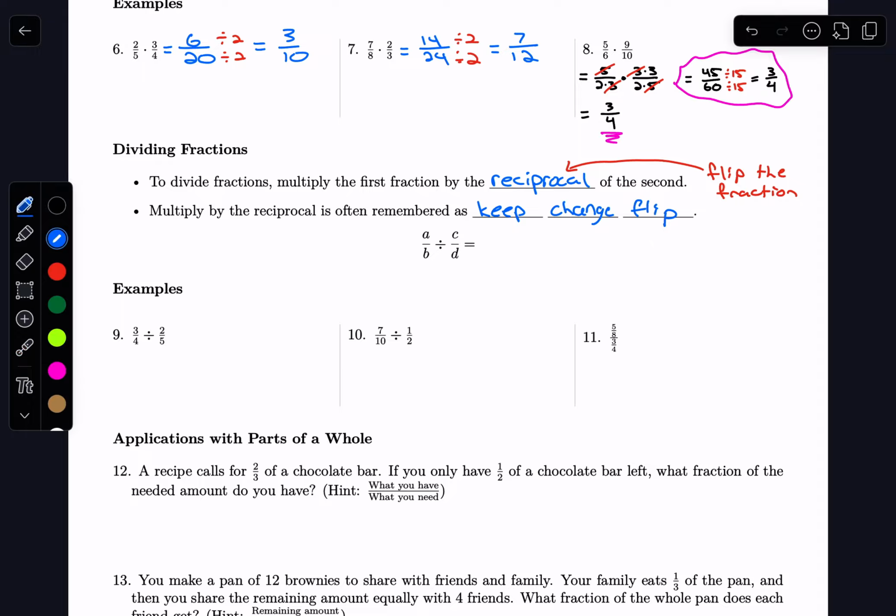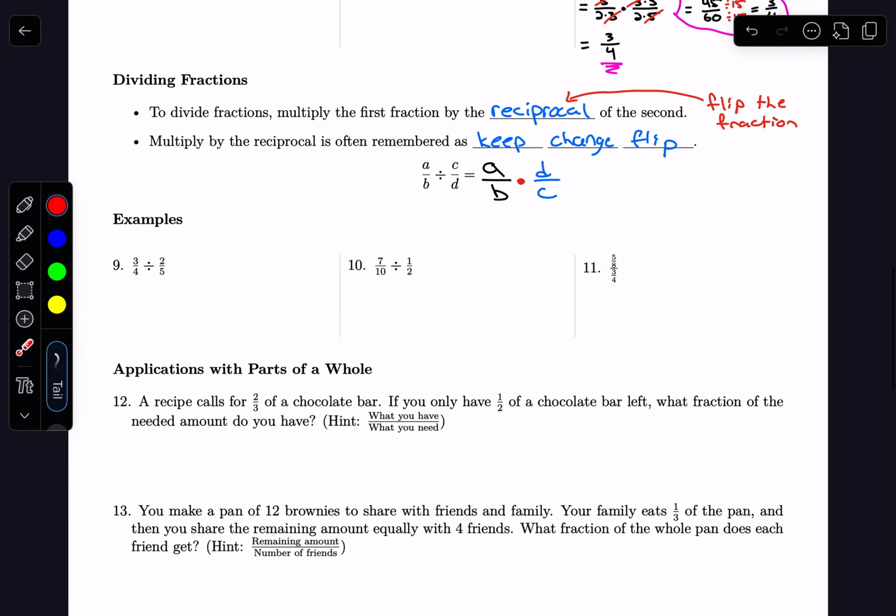So instead of doing a over b divided by c over d, this is equivalent to a over b, where we left that the same, multiplied by d over c, where we change the sign and we flip the second fraction. We do the reciprocal of that second fraction. So division of fractions is just multiplication of fractions, but we have that extra step of having to flip the second fraction. So down for number 9, we have 3 over 4 divided by 2 over 5.